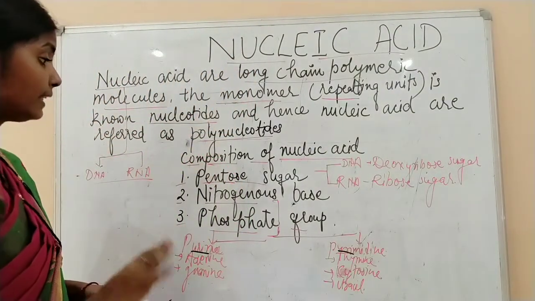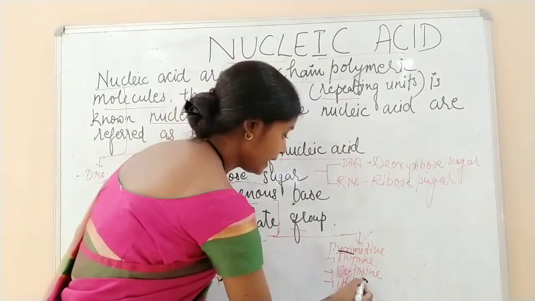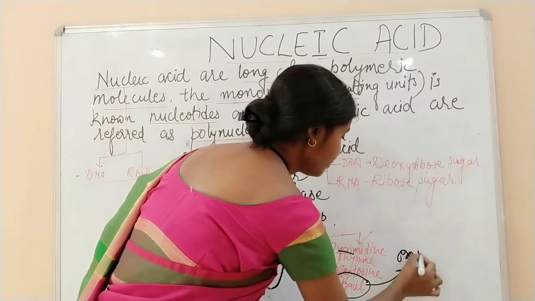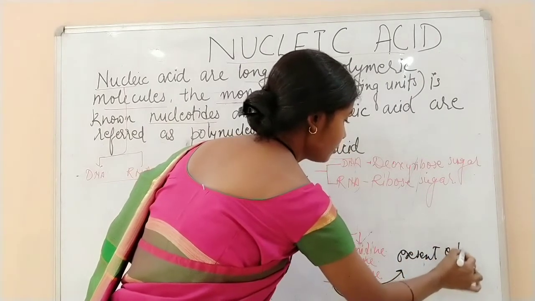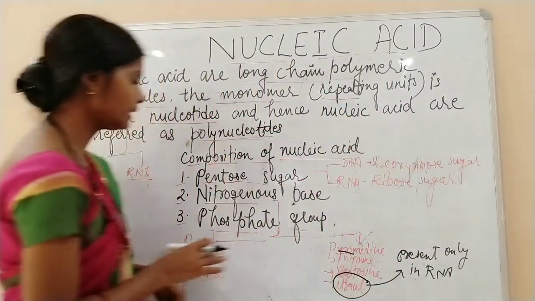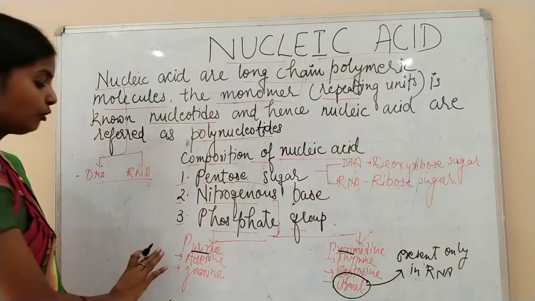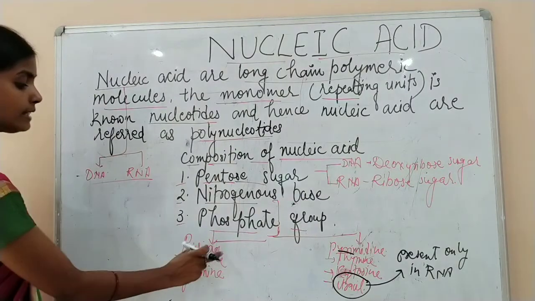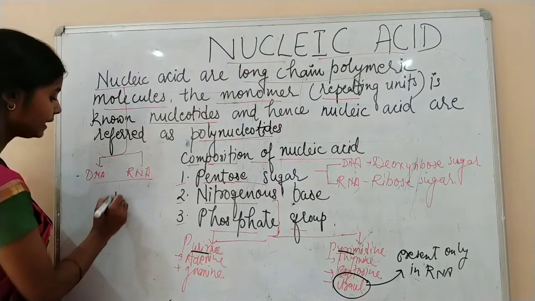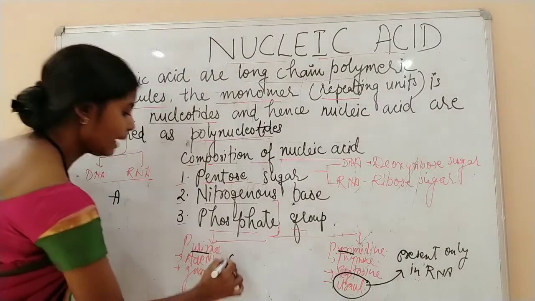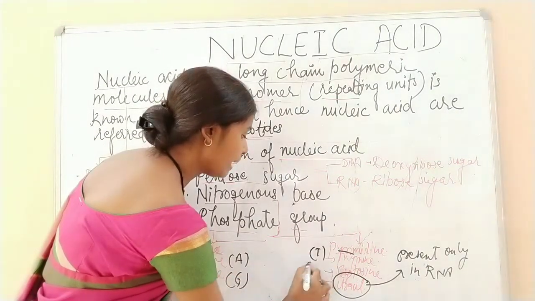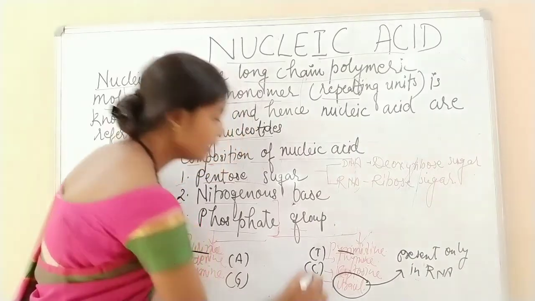In this, there is one difference: uracil is a nitrogenous base which is present only in RNA. It is not present in DNA. Since these are nitrogenous bases, there is base pairing also. Adenine we write with capital A, capital G for guanine, capital T for thymine, capital C for cytosine, and capital U for uracil.